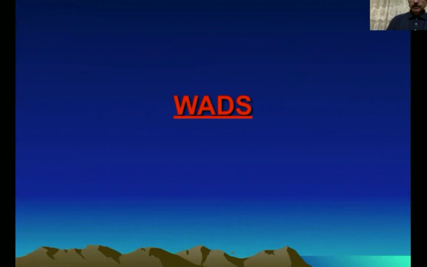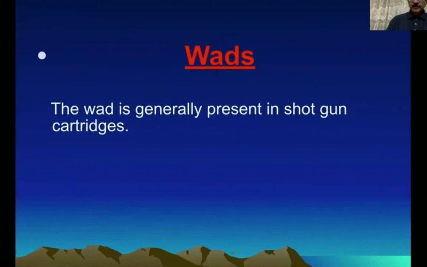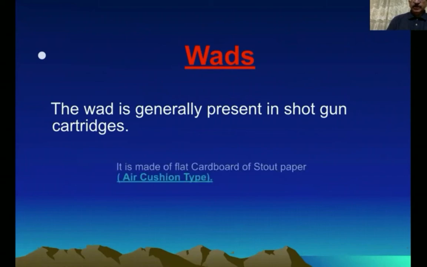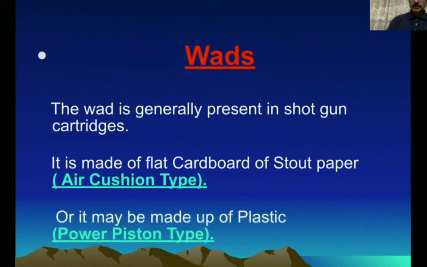Now let us talk about the wads. The wads are generally used in the smoothbore cartridges or shotgun cartridges, and they may be made up of cardboard or any hard paper, and this wad is the air cushion type, and the other may be made up of plastic, and this is the power piston type.